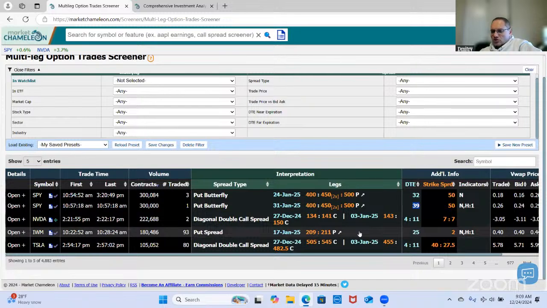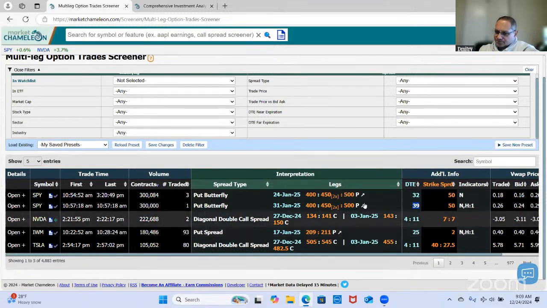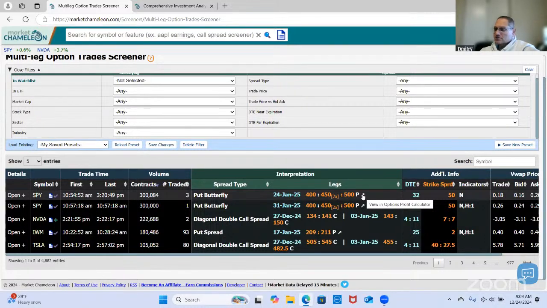And when we see this little arrow, it allows us to click on it, and it will take us to the options chain in SPY and populate the legs of that spread. It will default to buying and selling, but you could switch it and analyze it from both sides, because there are 2 sides to the spread, right? There's a buyer and a seller. To make it easier, it just defaults to one side and allows you to switch.